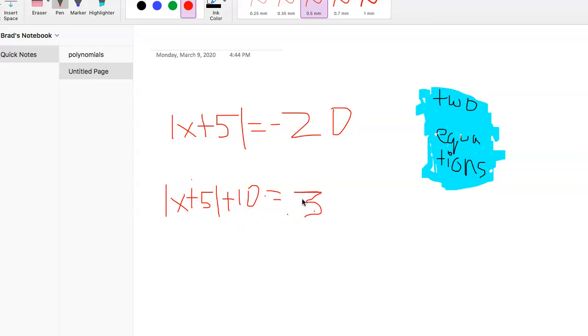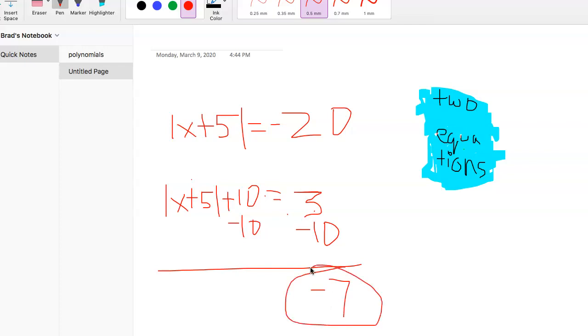Okay, so we got it equaling a positive number at first. Seems like we got a good one here, but we got to get rid of this 10 before we mess with the absolute value, right? We want just the absolute value stuff on the left side of the equation. Everything else goes away. So we subtract 10 from both sides. Right? 3 minus 10 is negative 7. And once we have that, we have absolute value of x plus 5 equals negative 7. The absolute value cannot be a negative. Once we see that, it's, again, that empty set answer.